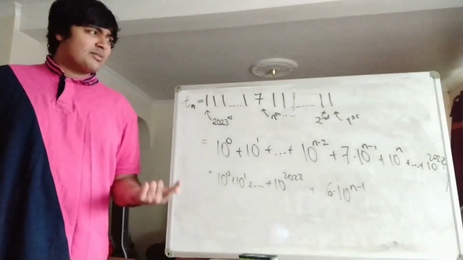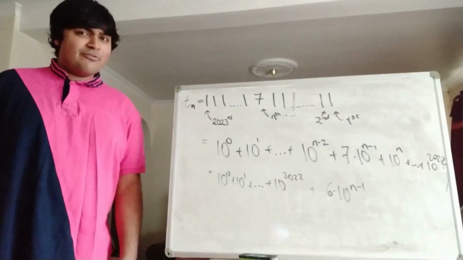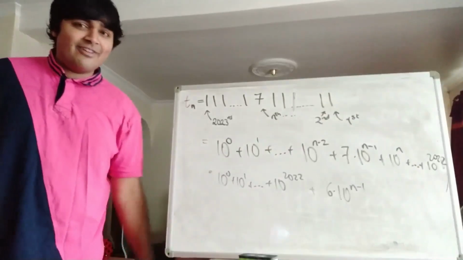So it's not a multiple of 2, not a multiple of 3. It's also clearly not a multiple of 5, because it doesn't end in a 5 or a 0.